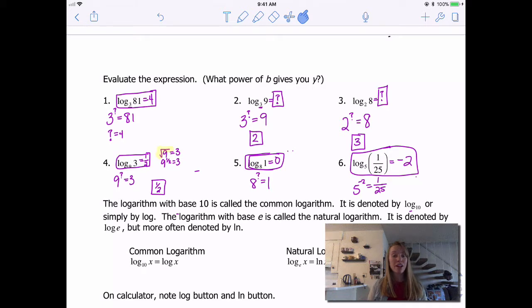So when you're told to evaluate these expressions, again, you're finding exponents. That's your answer, because logs are equal to exponents. That's the thing that's on the other side of the equal sign. So it's something to keep in mind of what you're actually finding.